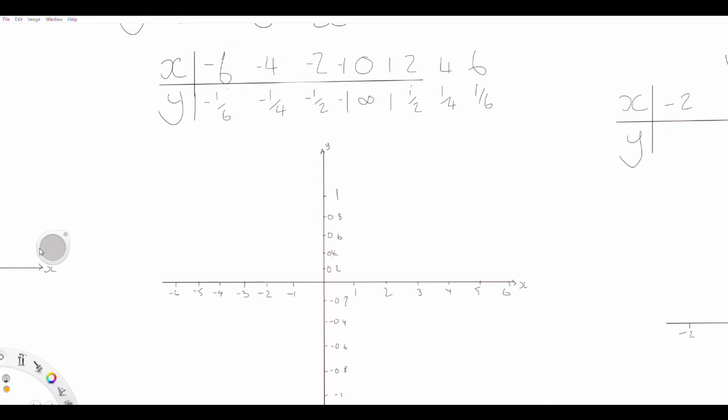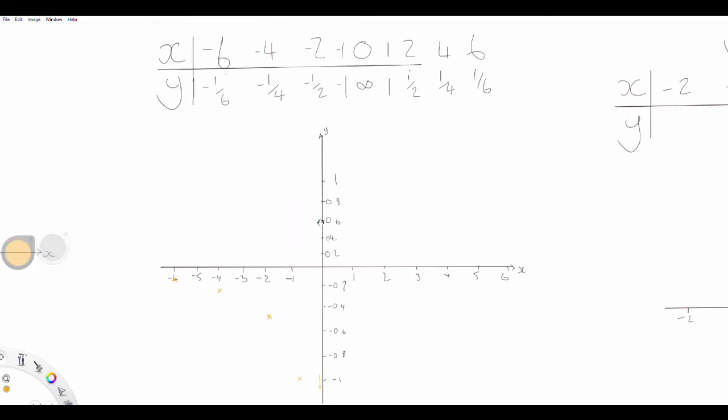So let's do a lovely orange this time, and let's plot our numbers. So minus 6, and we have 1/6, which will be roughly here. Minus 4, a quarter being 0.25, because we've got decimals on the scale here. Minus 2 and a half, which is 0.5. Minus 1 and minus 1. And then we said at 0, that was going to go off to either positive or negative infinity. But we can see here our line's going to be approaching negative infinity. So we know our line's going to go off in that direction.